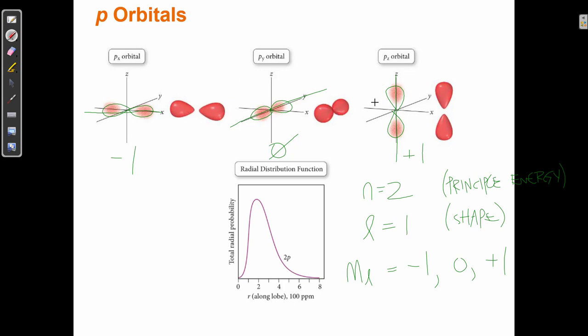These orbitals are where electrons are. Electrons are around the nucleus. They sit inside of these shapes. They sit inside of these balloons.